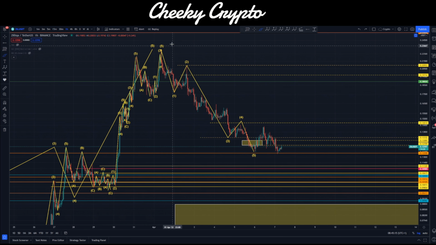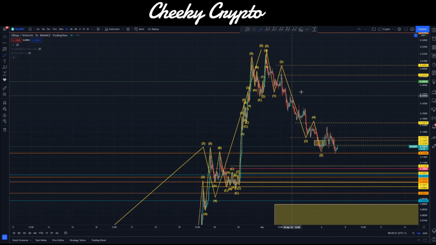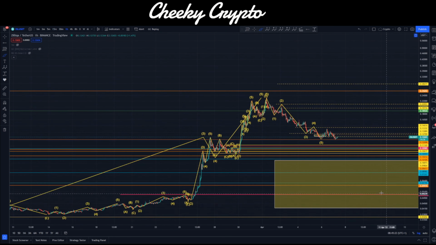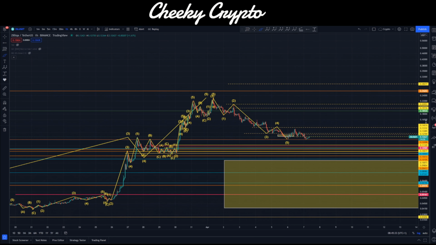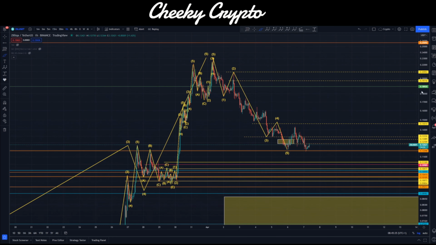Now, obviously, the size of this is very vastly different to what we saw this side, right? And again, we didn't necessarily have that kind of 5-3-5 structure appear here inside. Instead, we had a 5-3-5-3-5 impulsive structure. Okay, so it's a totally different structure, but I can understand why some people might get that confused.